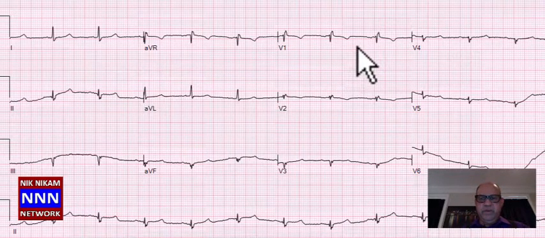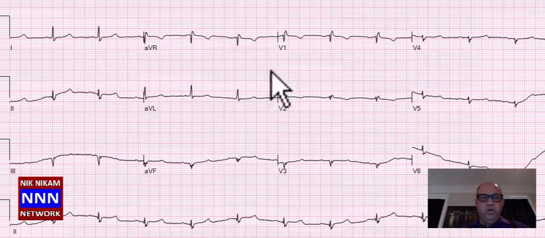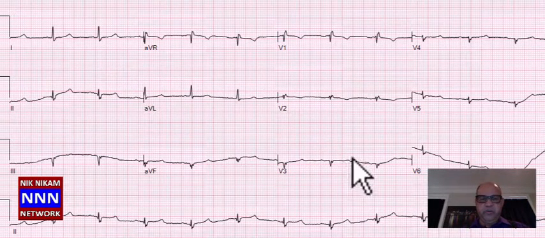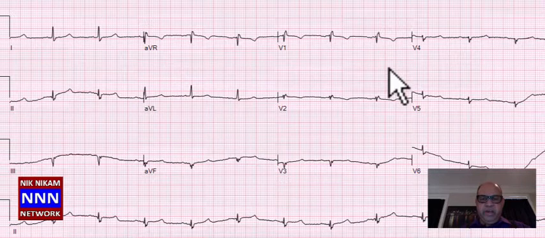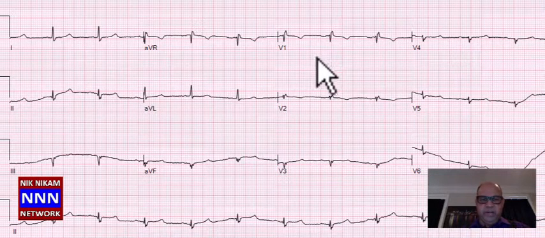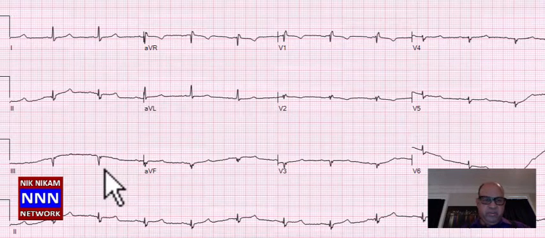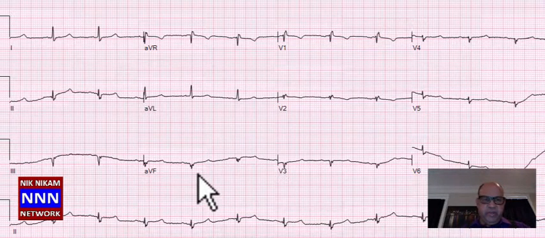Sinus rhythm, incomplete right bundle branch block, low voltage. Look at the voltage here. It's less than 5 millimeters across the board, along with some STT changes. So we have sinus rhythm with low voltage and non-specific STT changes, plus incomplete right bundle branch block. It's also loss of R waves in 3 and AVF, this may suggest an old inferior infarction in addition. So this is an abnormal electrocardiogram.